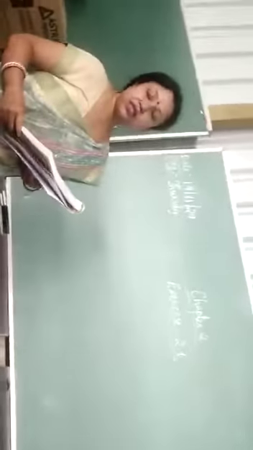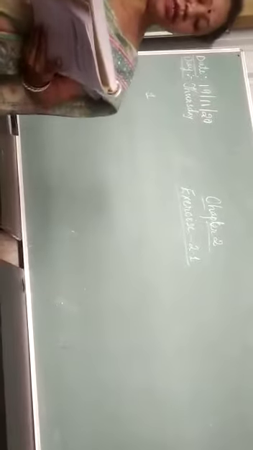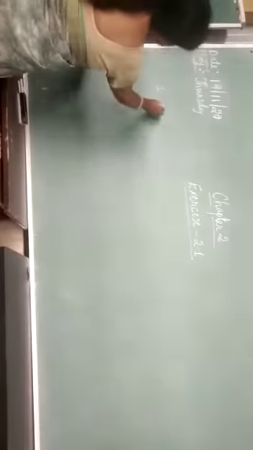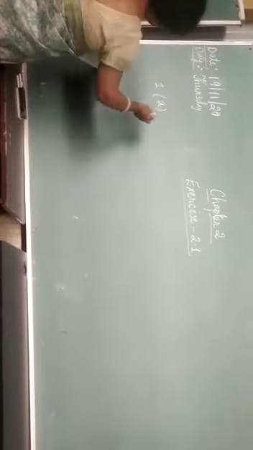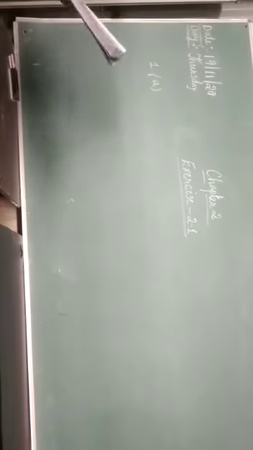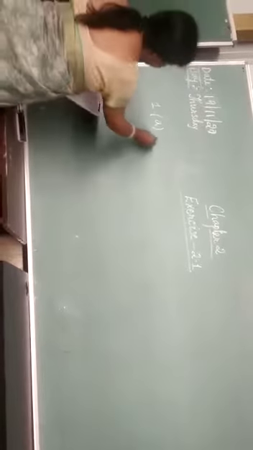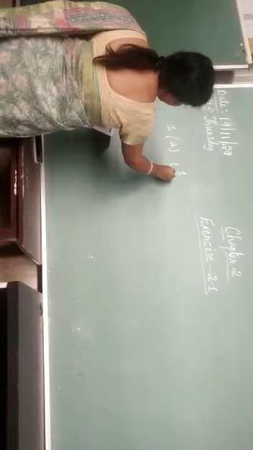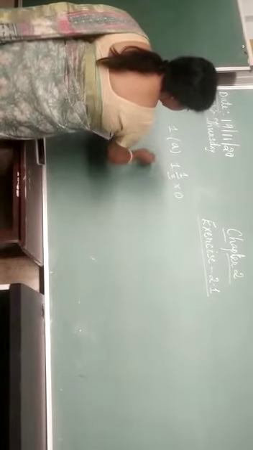Let us start with exercise 2.1. What is given there in question number 1? Question number 1, it is given find the product. Product means we have to multiply. So I will be doing question number A, B, C; D, E, F will be for your homework, for your practice. So it is given 1 by 3 into 0.